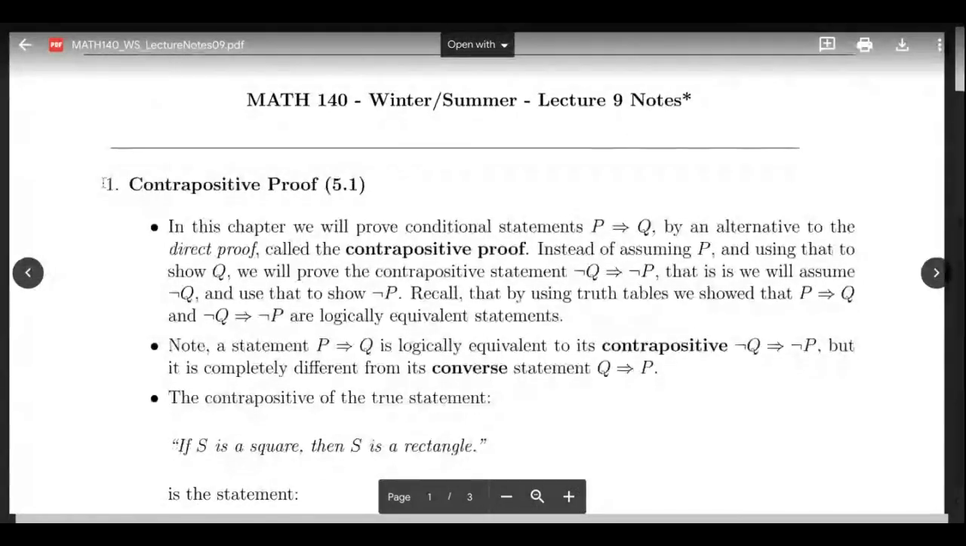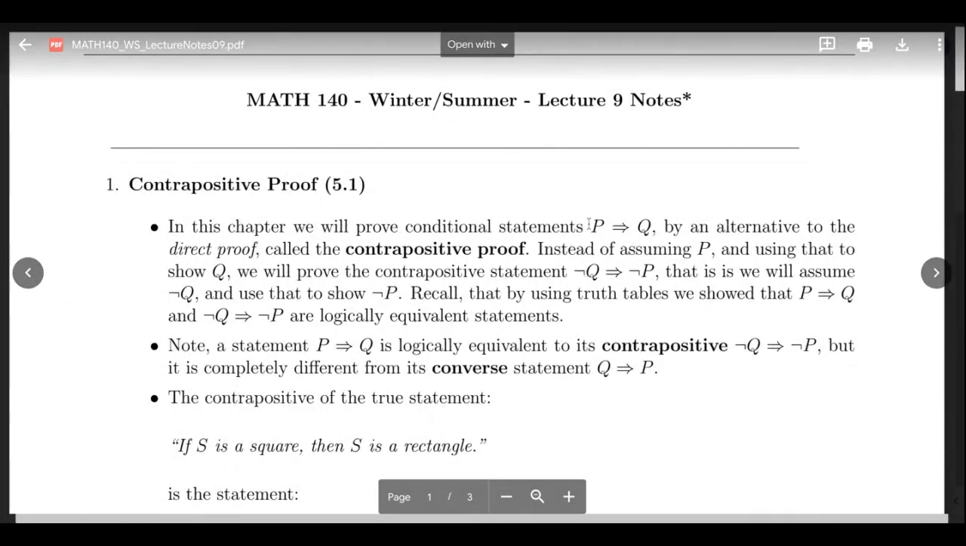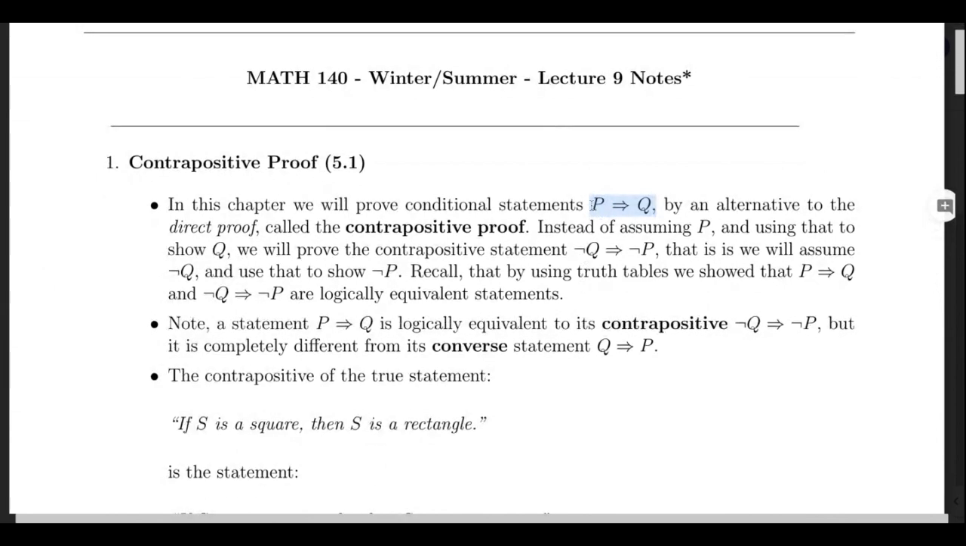Okay, I guess we can ignore this one. So let's see, what is the contrapositive proof? Last time we talked about direct proof, so if P then Q, so P implies Q. How do we prove it? We assume P is true, then we prove Q is true. So the P statement becomes the assumption, then we derive Q. That's the proof of if P then Q.